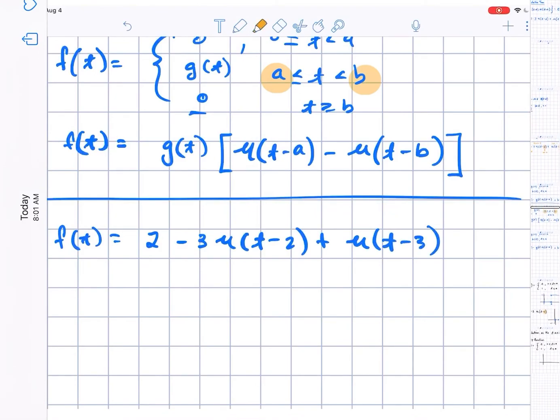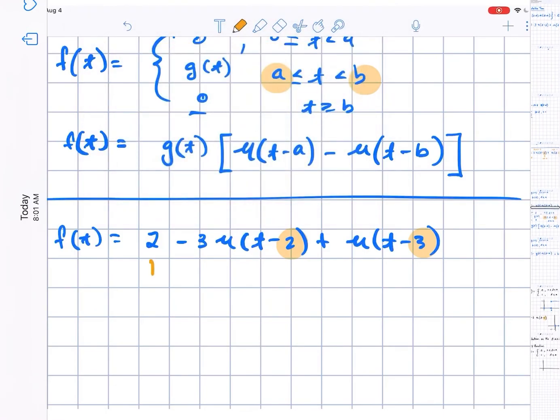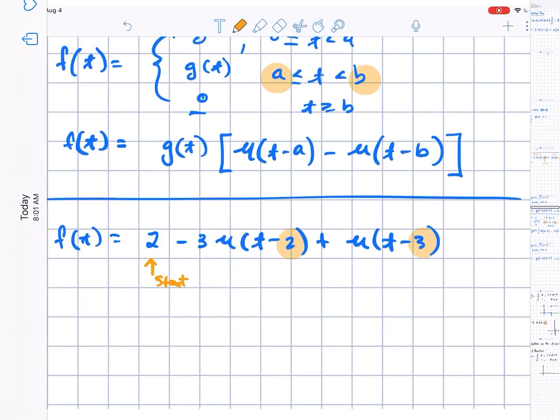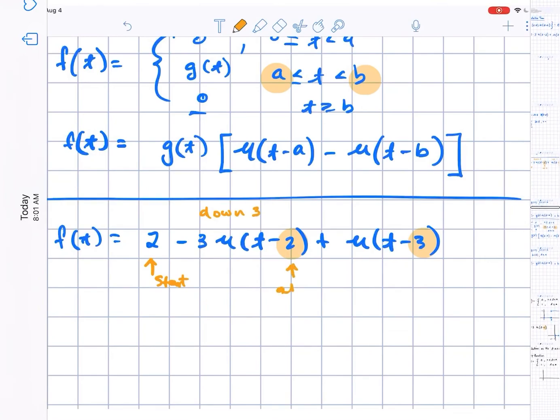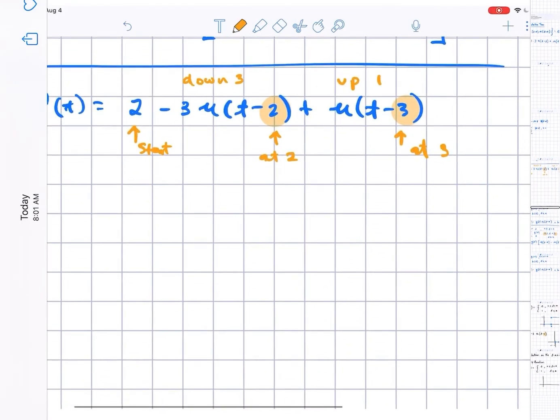Okay, so this is telling you where the steps are actually changing. This value right here is the start. Okay, like where do you start your graph? That's right there. This is telling me that I'm going down 3 at 2 and up 1 at 3. So what do I mean by that?